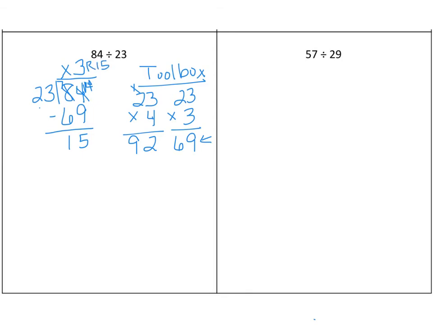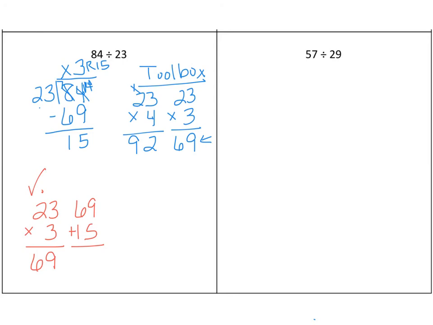So now we need to check our work. So we're going to put check mark. We always start with our divisor. I know. Times our quotient, which was 3. 3 times 3 is 9. 3 times 2 is 6. So that's my product so far. I start with my product. Then I add my remainder, which is 15.